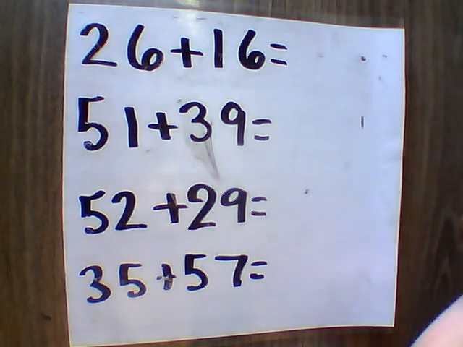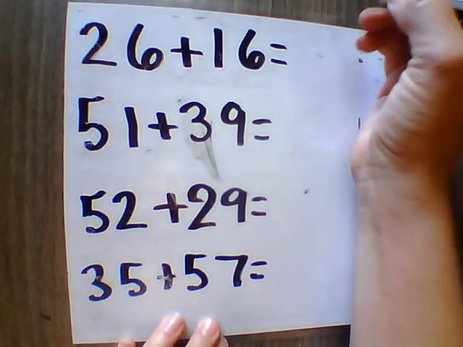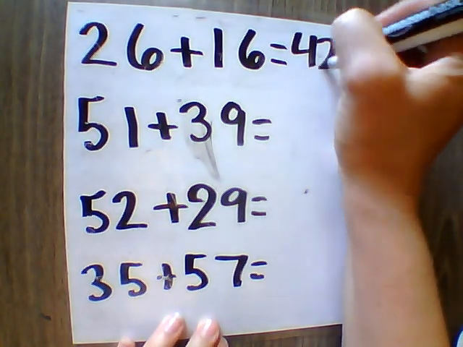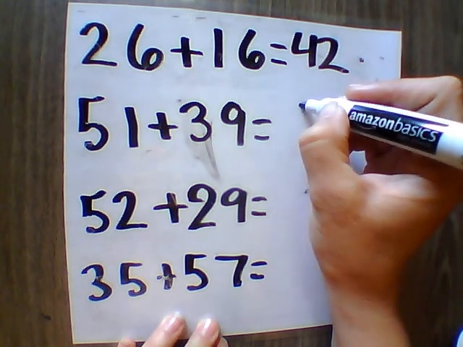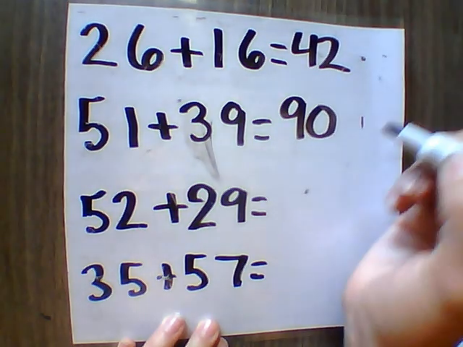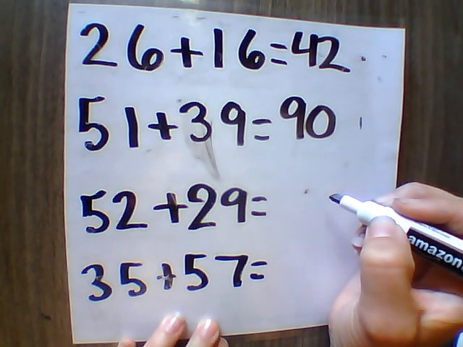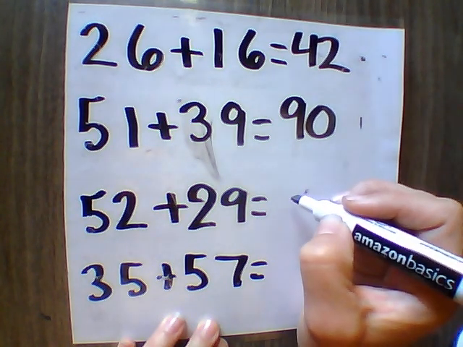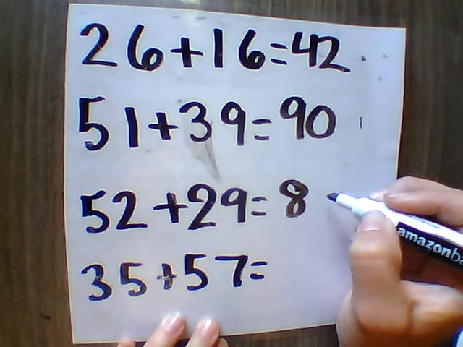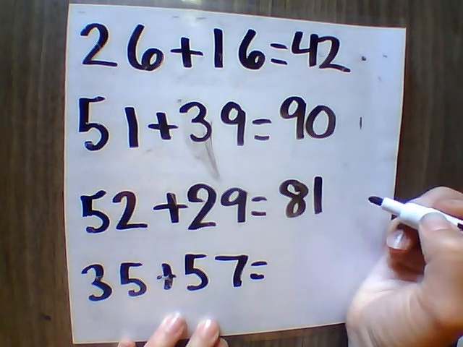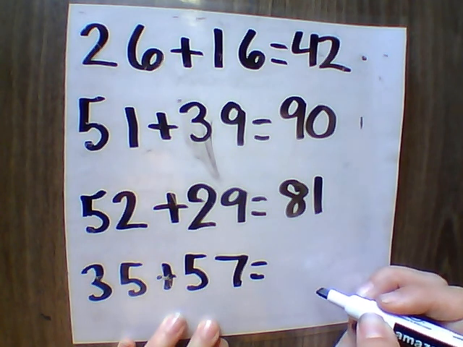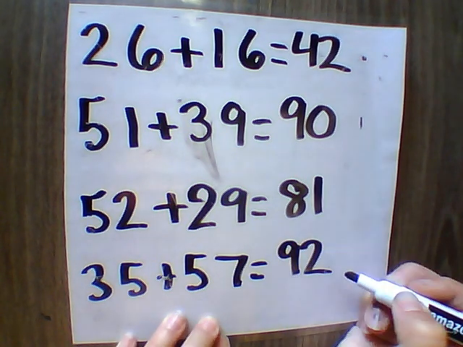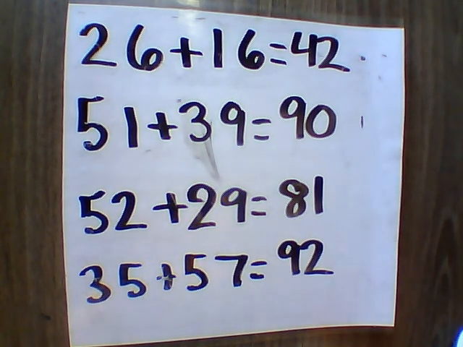Alright, so you should have these completed. We're just going to review real quick. 26 plus 16 is 42. 51 plus 39 is 90. 52 plus 29 is 81. And 35 plus 57 is 92.